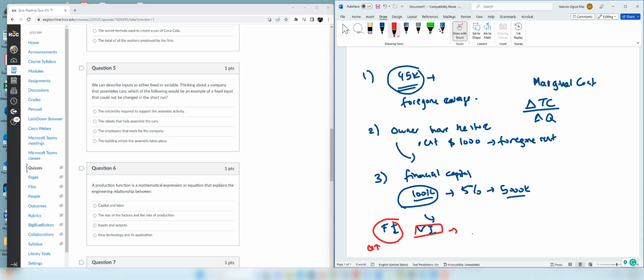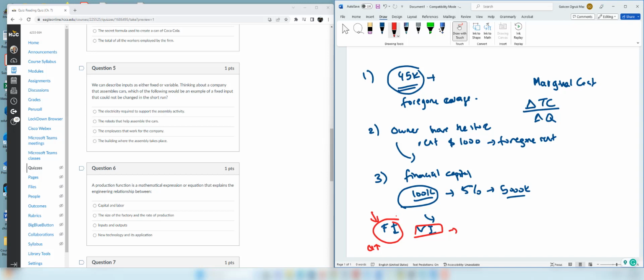So based on this information, let's find out which one is an example of a fixed input that could not be changed in the short run. Fixed inputs do not change in the short run. In the long run, all inputs are variable. So let's start with the first one. The electricity required to support the assembly activity. This is a variable input because the more activity you have, the more electricity you need to use.